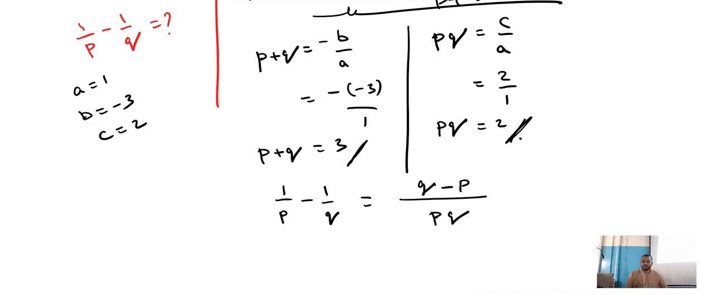Yeah, observe it, children. Now, how to solve this step? Very simple. See here. Now, q minus p is there. Can we take minus common? If we take minus common, it becomes plus p minus q divided by pq. So, if it was p plus q directly, we would have written 3. But here it is p minus q.